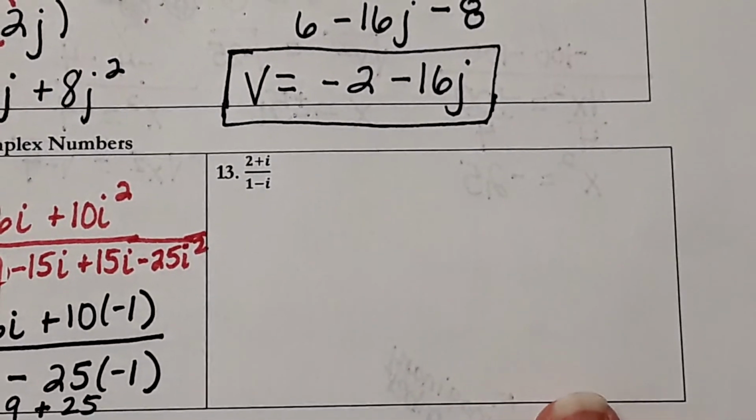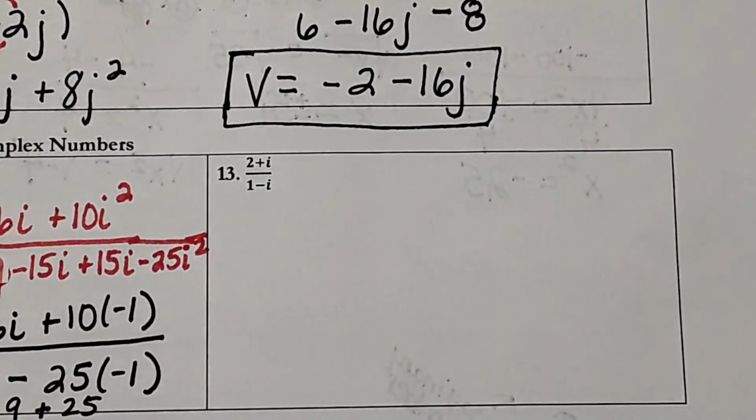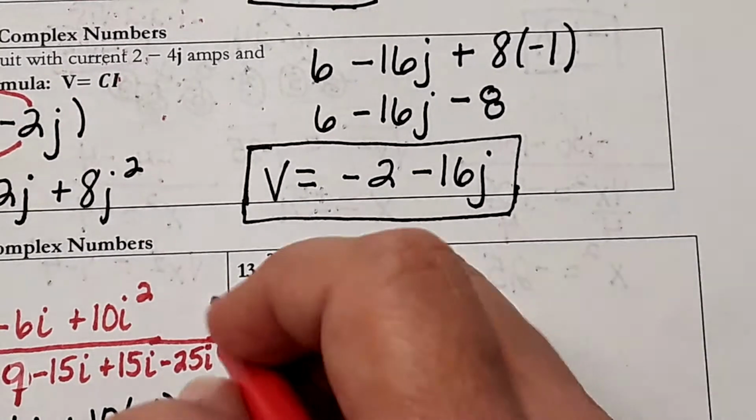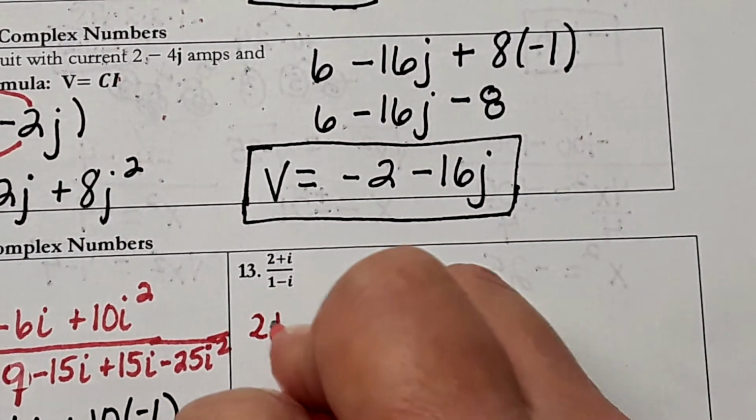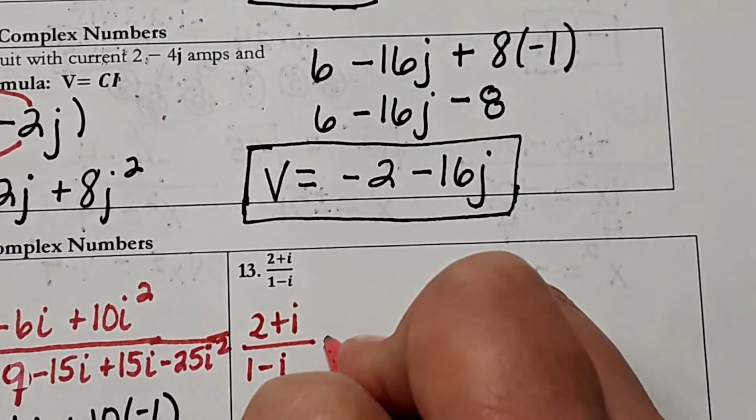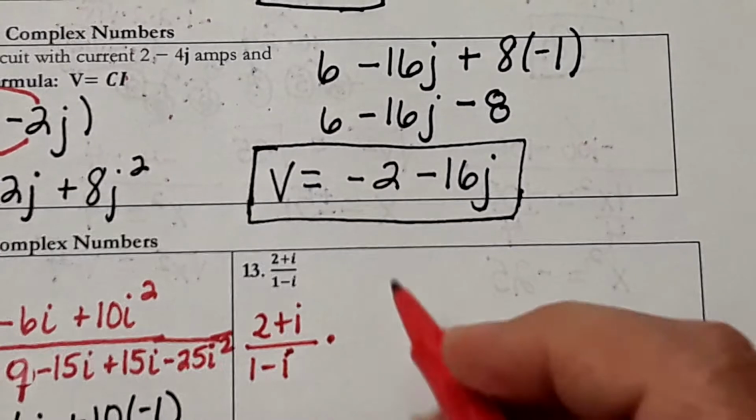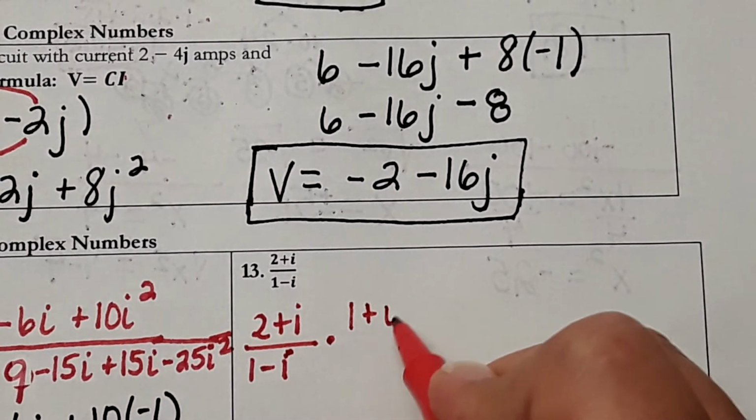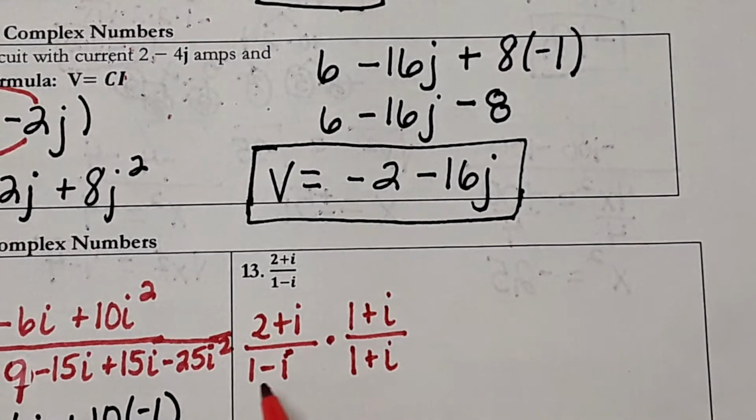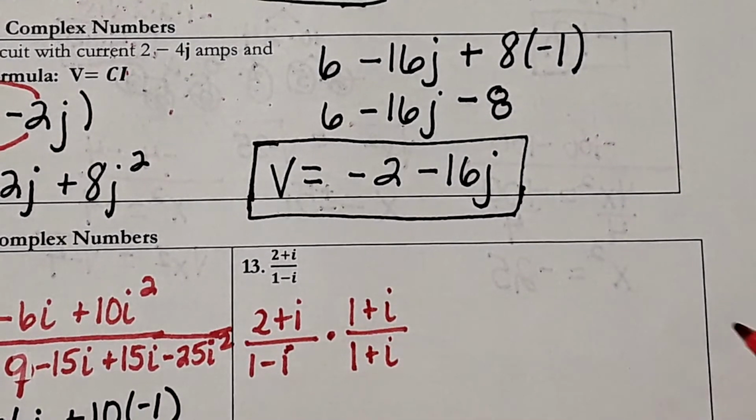Again, we're going to multiply it by the conjugate because you can't have an imaginary number in the denominator. Let's see. 2 plus i over 1 minus i. We're going to need to multiply by the conjugate. And the conjugate is 1 plus i, because it was 1 minus i.